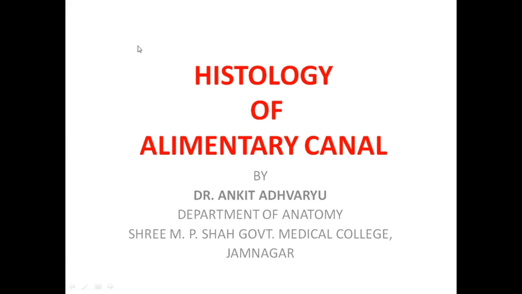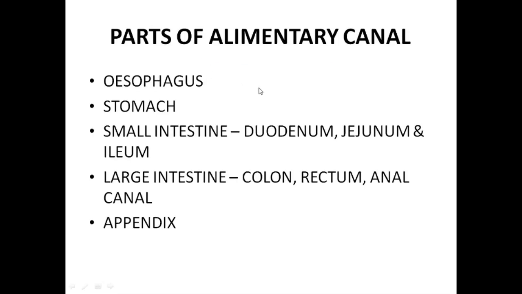Hello students, in this video we shall cover the histology of alimentary canal. As we know, the alimentary canal consists of esophagus, stomach, small intestine, large intestine and appendix. Again, in small intestine we have three parts: duodenum, jejunum and ileum, and in large intestine we have colon, rectum and the terminal part called the anal canal, and we have a vestigial remnant in the gastrointestinal tract called the appendix.